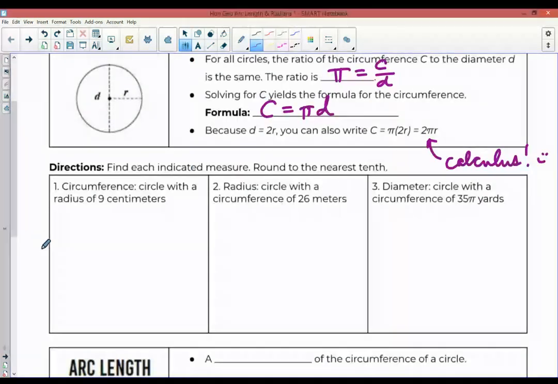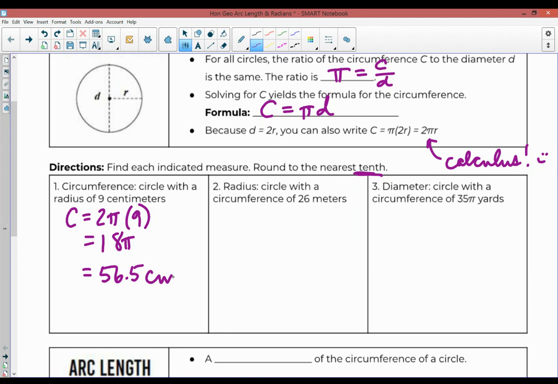Here we'll find the indicated measures based on the given information. We want to find the circumference of a circle with a radius of 9 centimeters. So that's going to be 2 pi r. Sometimes you'll see that left as 18 pi, but our directions tell us to round to the nearest tenth. So I'll just multiply 18 times pi, and that's 56.5 centimeters, since units are important.